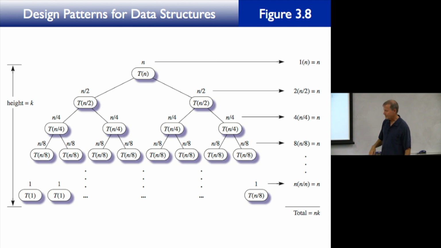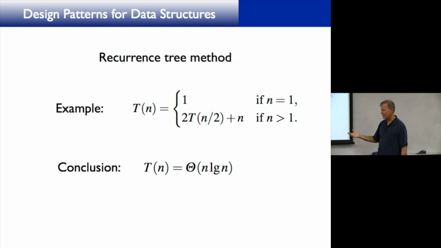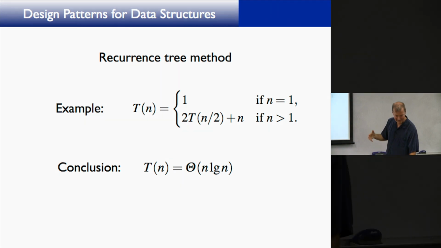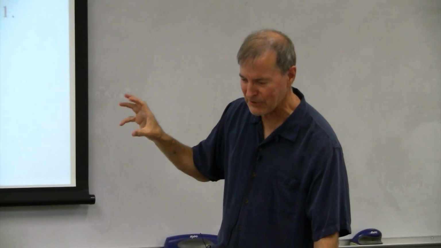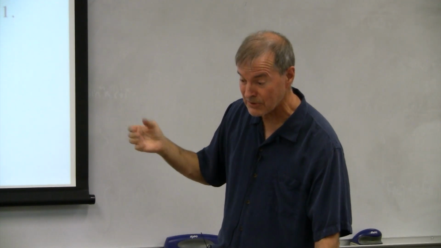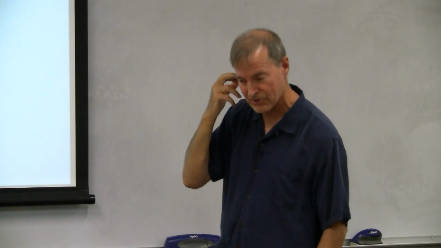Here k is log base 2 of n, and so the conclusion is that T of n is big theta of n log n. But now you've seen it. You can say you've seen it, and you might see it again sometime in your future computer science career. It shouldn't be unfamiliar, but it's very difficult to construct. It's a nice visual technique, but it's very difficult to construct in general.